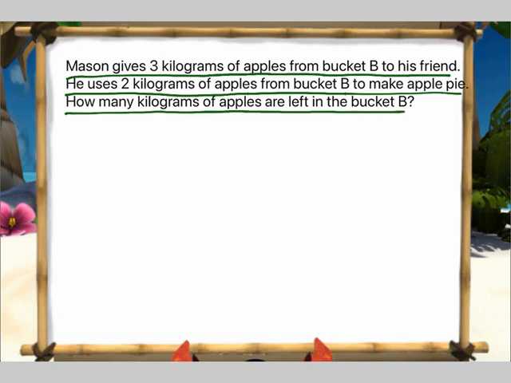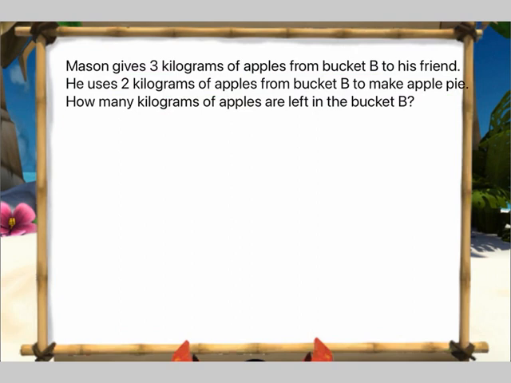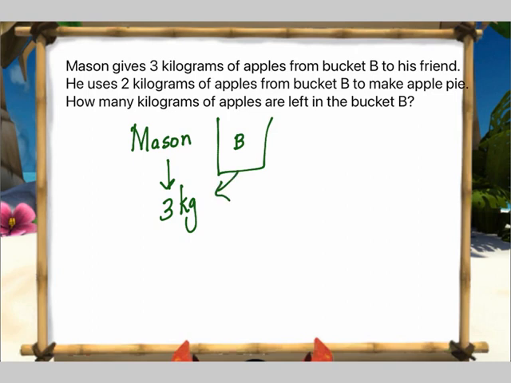So what is happening here is, Mason is the character. He is using 3 kilograms of apples. Okay, so he is using 3 kgs of apples from the bucket B. So from this bucket, he is using 3 kgs of apples, and he is giving it to his friend. And then he is taking 2 kgs of apples and he is making a pie.